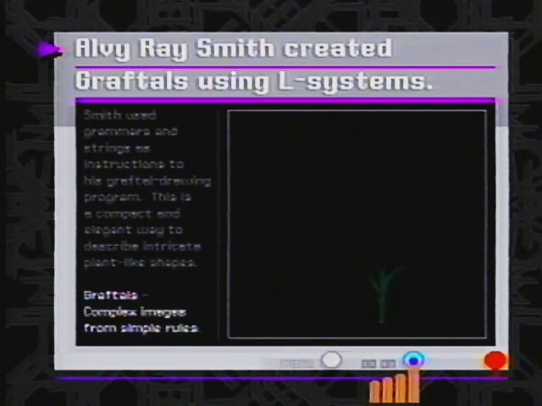Alvy Ray Smith adapted L-systems for use in creating shapes on the computer. Those shapes are known as graphtals.